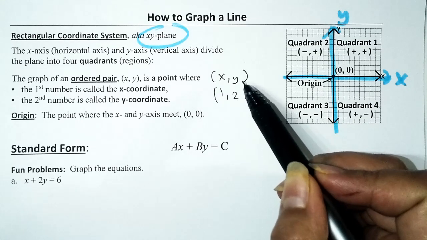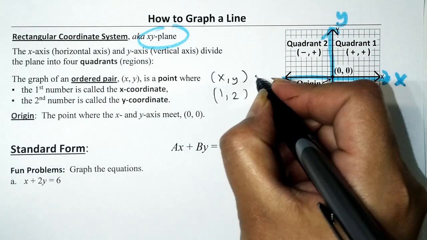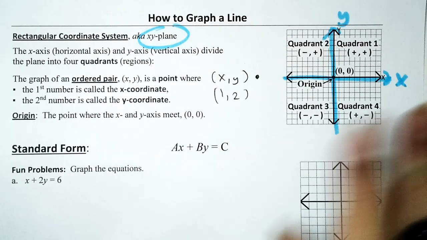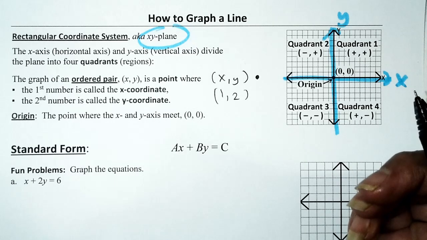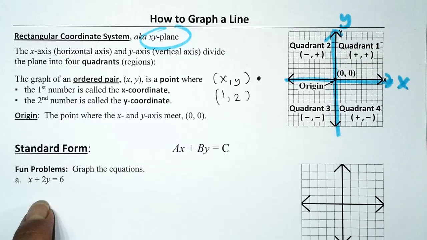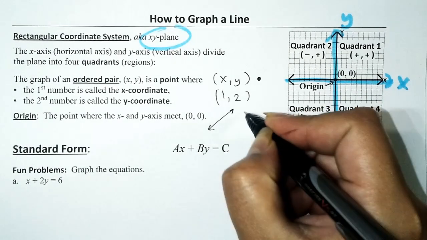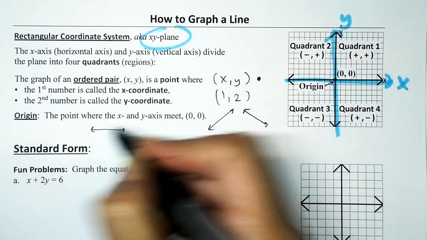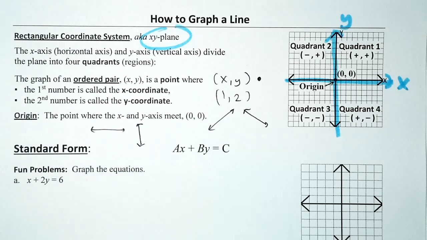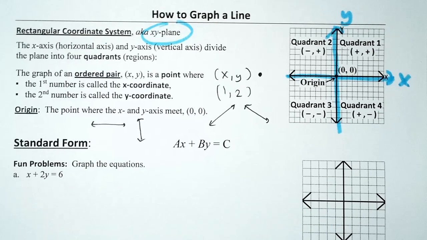The question is, what is the graph of an ordered pair? The graph of an ordered pair is a point. Okay, you graph it however you gotta graph it. Now what is the graph of an equation? Well, the graph of an equation is a line. Some of the lines may point up, some of the lines may point down, some of the lines may be horizontal, and some of the lines may be vertical. We'll just do the math and we'll see which of the 4 cases we have.